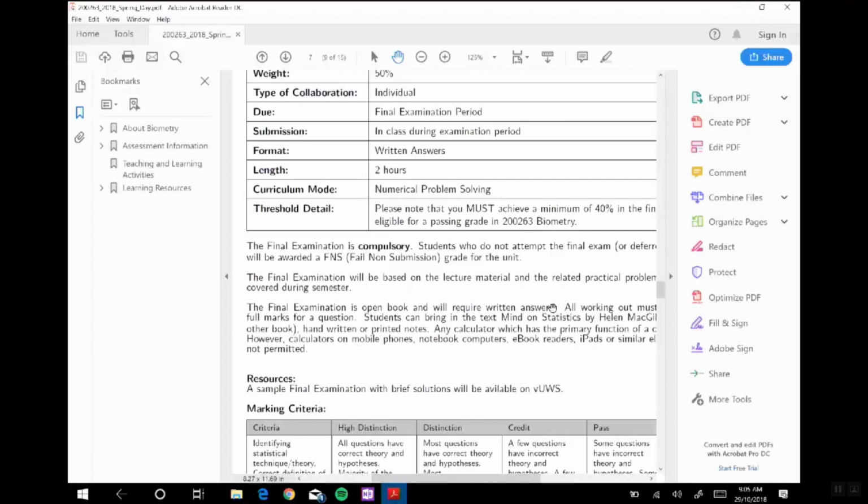So if you want, you can take in the textbook, the Mind on Statistics textbook. You can take in any of your written notes, single-sided, double-sided. There's no limit on the quantity or the number or what kind of things you can and can't have. Obviously, the only restrictions are the standard ones with regards to electronic devices. A scientific calculator is allowed, nothing else. No phones, no laptops; anything that doesn't primarily function as a calculator is not allowed into the final exam. So aside from that, 2 hours and open book.